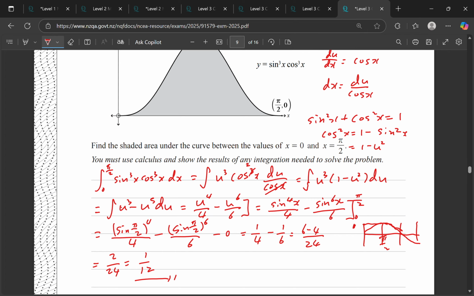Because it's area, we would want to say units squared should be the answer.